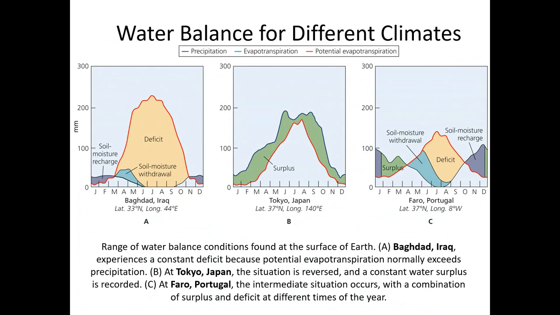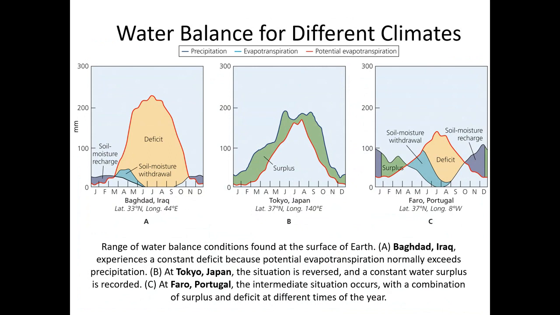You can imagine a water balance is like a checking account. You have water come in, you have water come out. It comes in the form of rain or snow, and it leaves in the form of runoff or evaporation. Baghdad is consistently dry all year round. So there's a water deficit almost all year round, making it very dry.